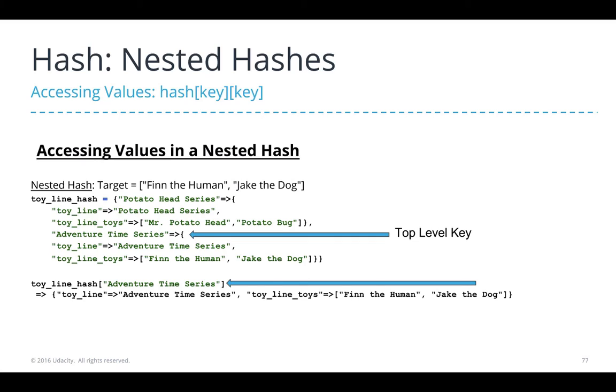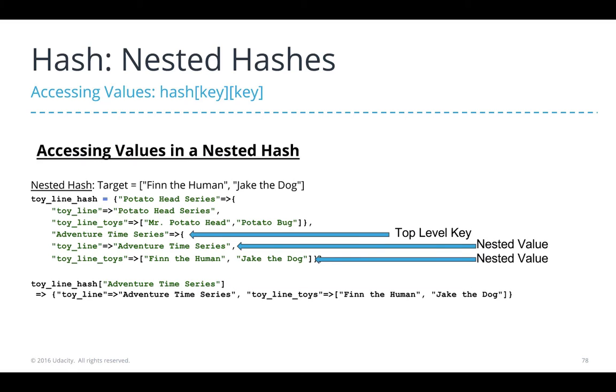If we call on toyline hash and pass it the key of Adventure Time series, what we'll get back is that hash with toyline as a key and Adventure Time series as a value, and toyline toys as a key, and an array of Finn the human and Jake the dog as its value. But we're interested in the nested value. Specifically, we are interested in this nested value of the array of Finn the human and Jake the dog.